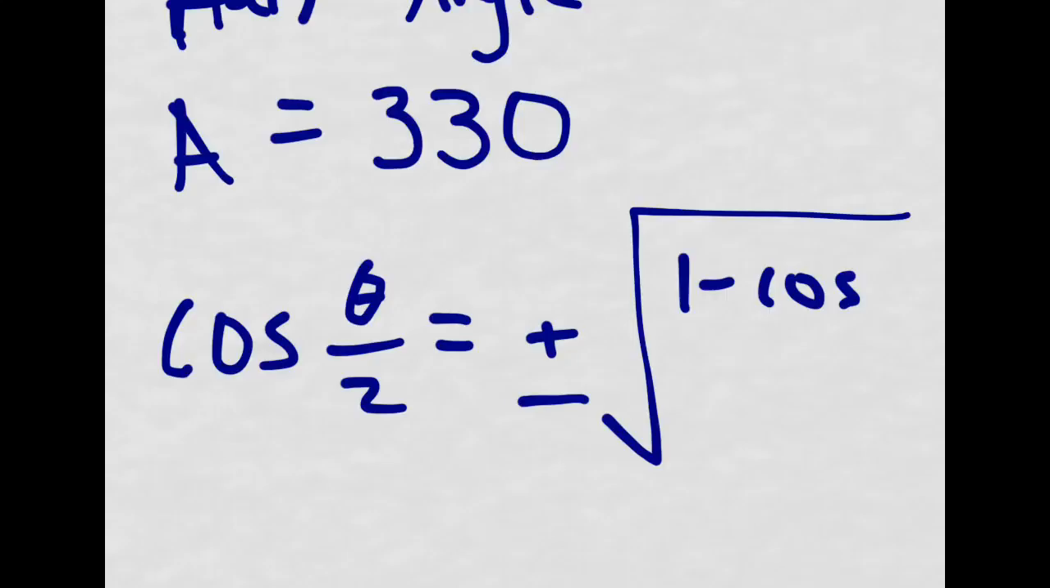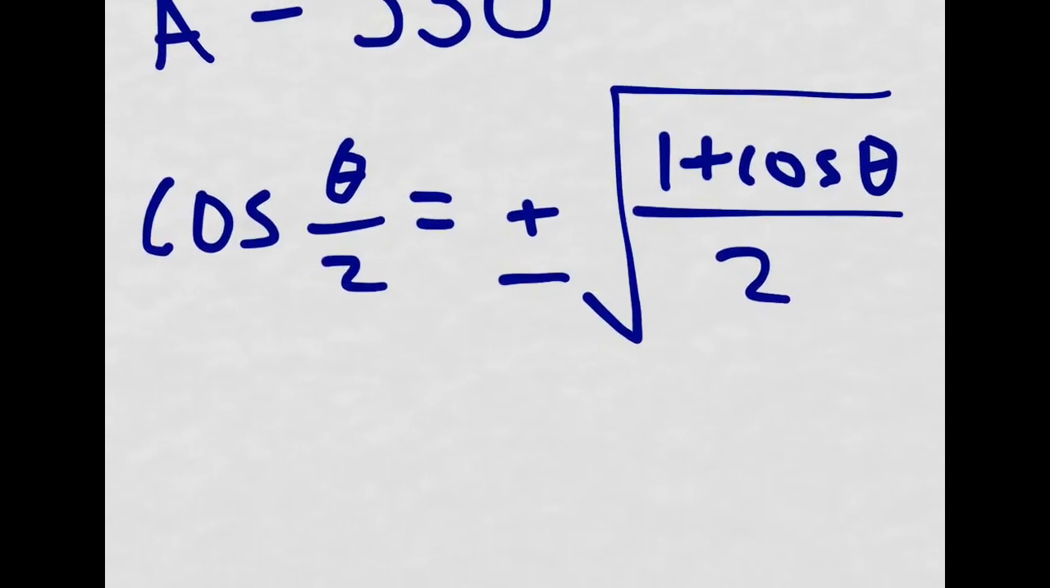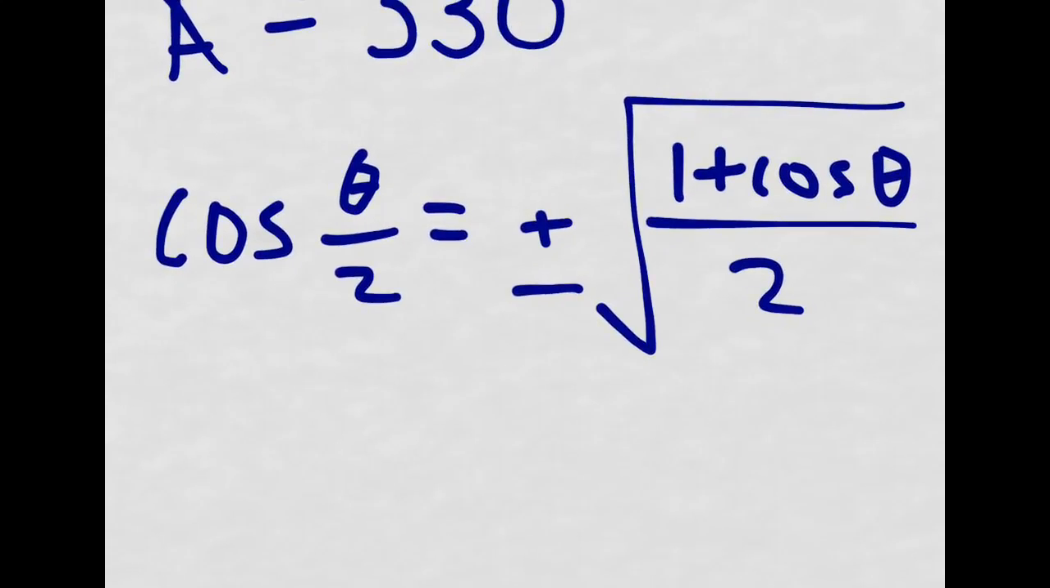It is. Somebody marked on it. 1 plus the cosine of theta over 2. So I guess since I used A, I'll just use A here. It doesn't matter what variable you use. It won't bother me at all.